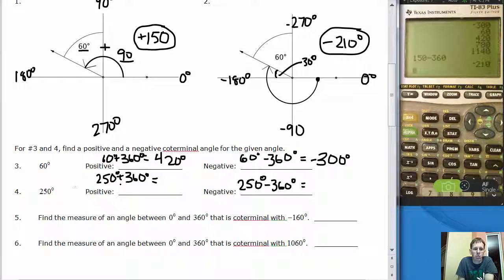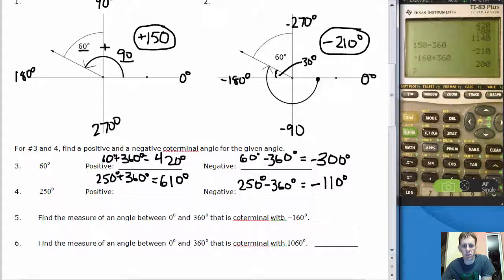Same idea for 250. If you add 360 degrees, you get 610 degrees. And if you're at 250 and you subtract 360 degrees, you get negative 110 degrees. If you're looking for an angle between 0 and 360 that's coterminal with negative 160, what you need to do is add 360 degrees until you get to a positive angle that's between 0 and 360. 200 degrees would certainly work here.